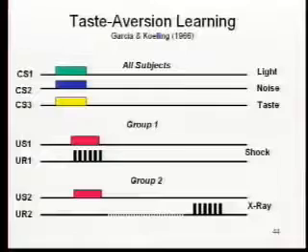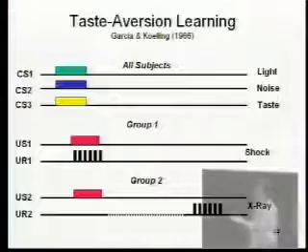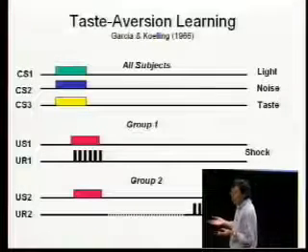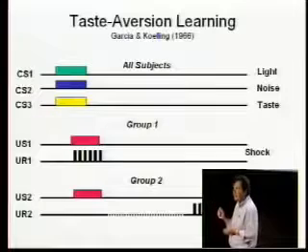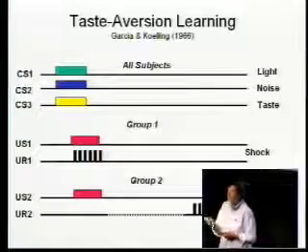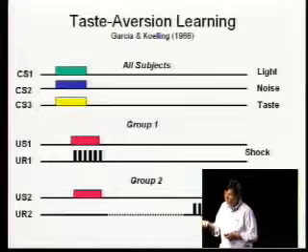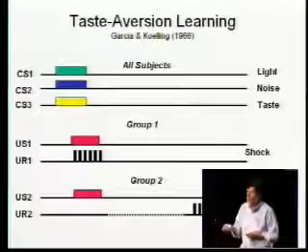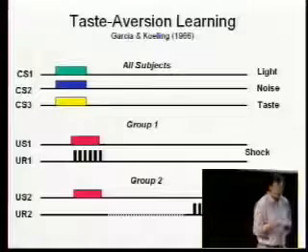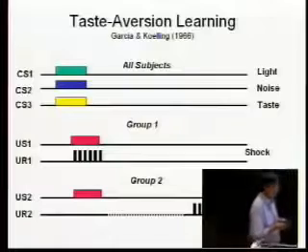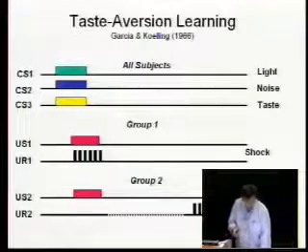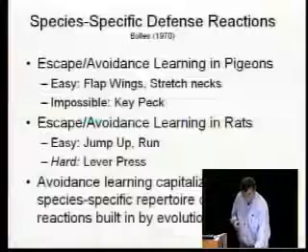What this shows you is that the associations that these animals are forming are not arbitrary. Rats can't learn the association between taste and shock. They don't learn it. Animals don't learn the association between sight and sound and nausea. It's just not something that's possible for them to learn.